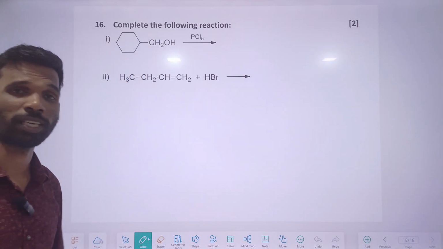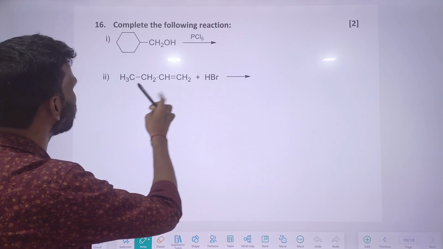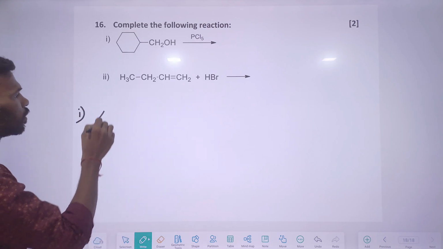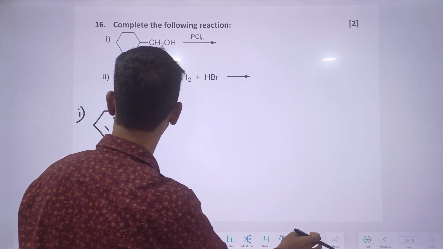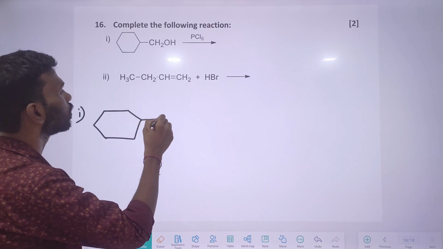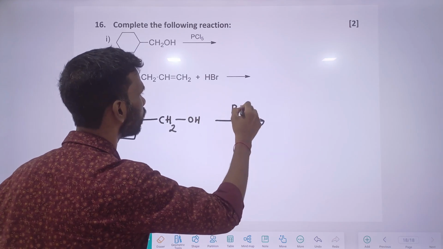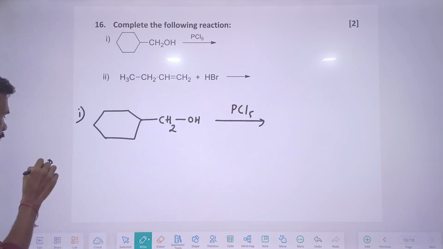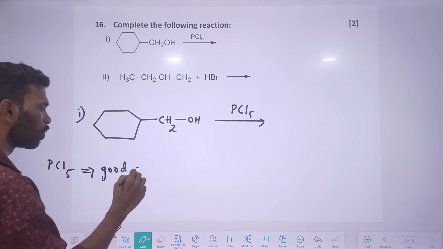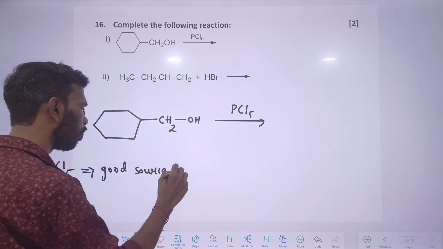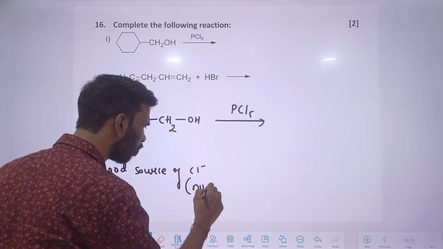Last question of the session. Question asked is over here, this PCl5. First question, direct substitution over here. Sorry, not benzene. This is CH2OH and this is PCl5. Now PCl5, if you see, it is a very good source of Cl minus, which is acting as a nucleophile over here.